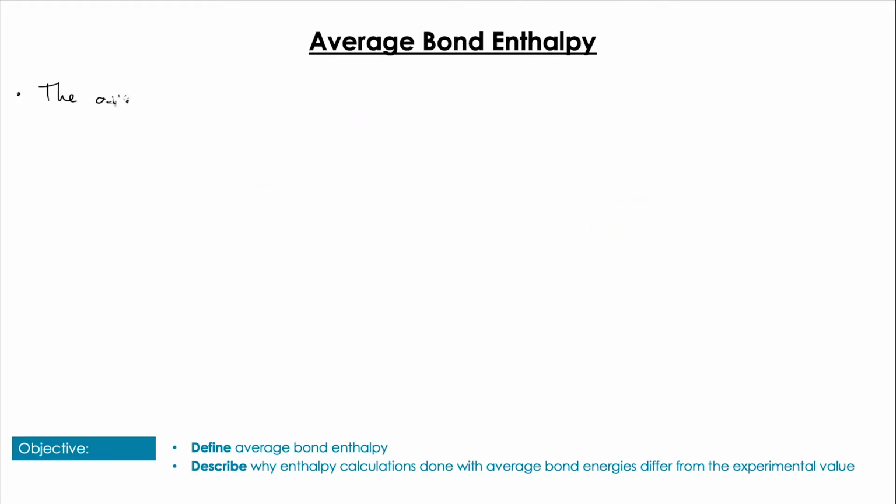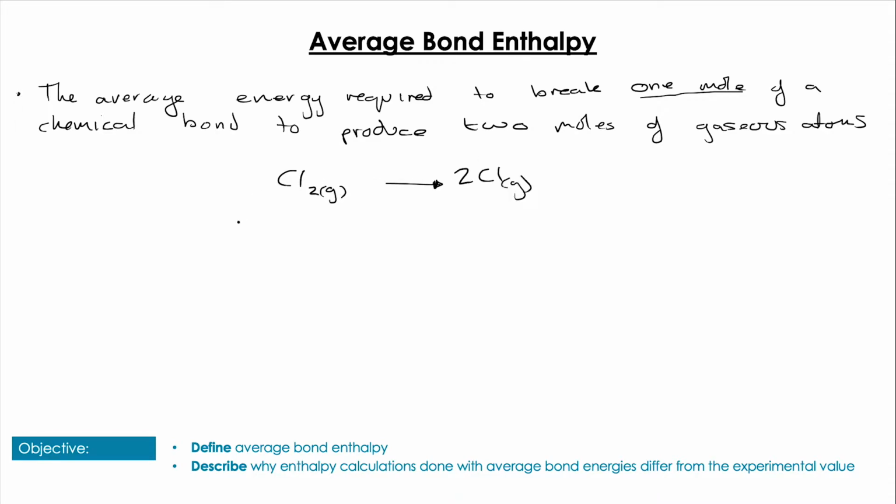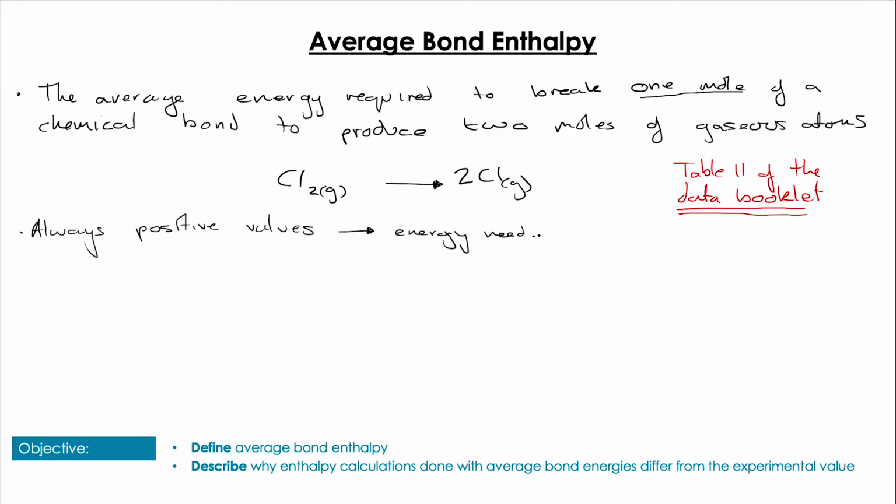So what is average bond enthalpy? Well, the average bond enthalpy is the average energy required to break 1 mole of a chemical bond to produce 2 moles of gaseous atoms. An example of this, a very simple one, would be Cl2 gas being broken into 2 moles of Cl atoms as gas. You'll find all of these values in table 11 of the data booklet. All of the values are positive because they represent the amount of energy that is required to add to the bond to break the bond.